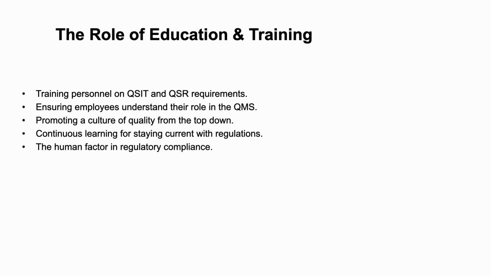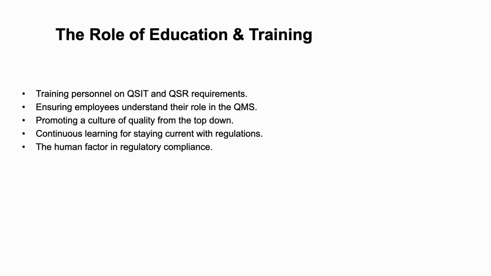No matter how advanced the technology, the human element remains a critical factor in QSIT compliance. This is why education and training are so important. All personnel, from senior management to the production line, must be trained on the requirements of QSIT and the broader quality system regulation, QSR. They must understand their specific role in the quality management system, QMS, and the importance of following procedures and maintaining accurate records. This education helps to promote a culture of quality that permeates the entire organization.